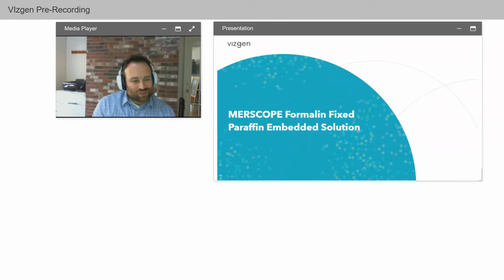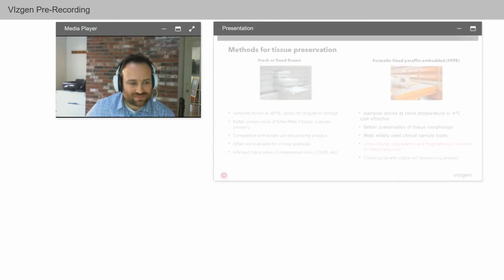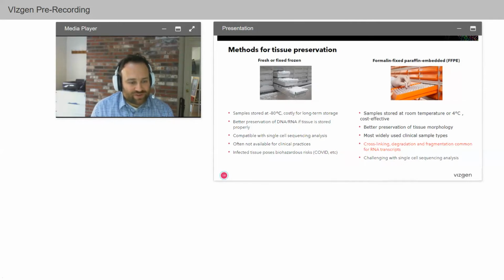And so the next major product I wanted to focus on is our MERSCOPE formalin-fixed paraffin-embedded solution. If we look at tissue preservation today, there are a couple of different major types of preserving tissue. For DNA and RNA and sequencing analysis, fresh or fixed frozen sample preservation is preferred. These samples are usually stored at -80. They're often not available for clinical practices, but they do present compatibility with single cell sequencing analysis.